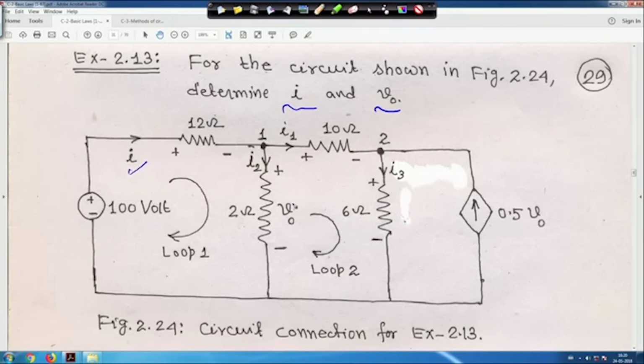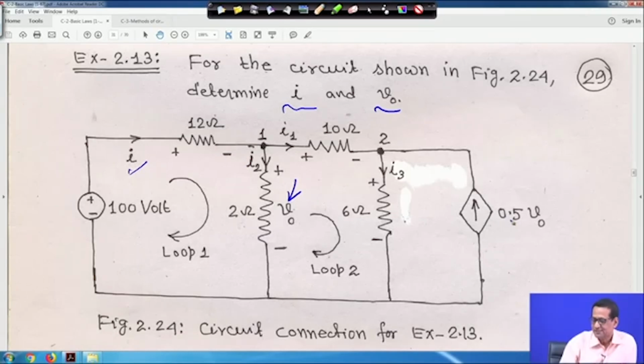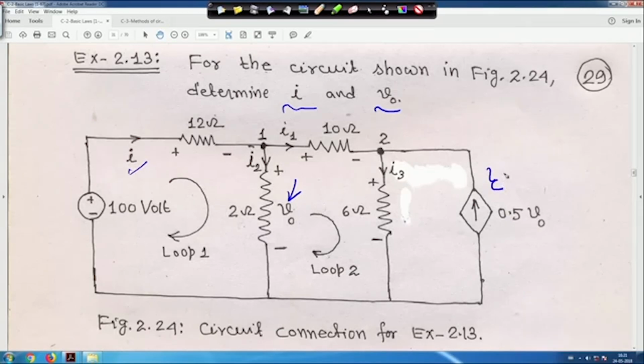And this voltage V0 is marked here. This is your V0, across the 2 ohm resistor. The circuit given is a series-parallel circuit, and this is a dependent current source with current 0.5 V0. So you can write IC is equal to 0.5 V0. You have to find what I is and what V0 is, by solving this circuit.